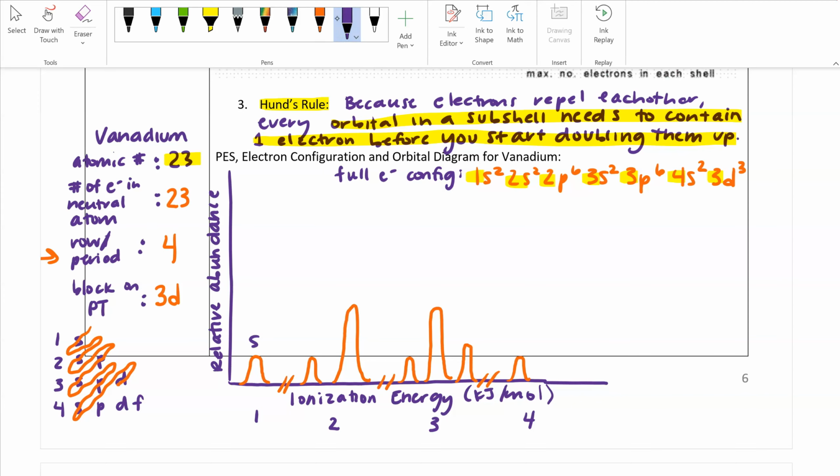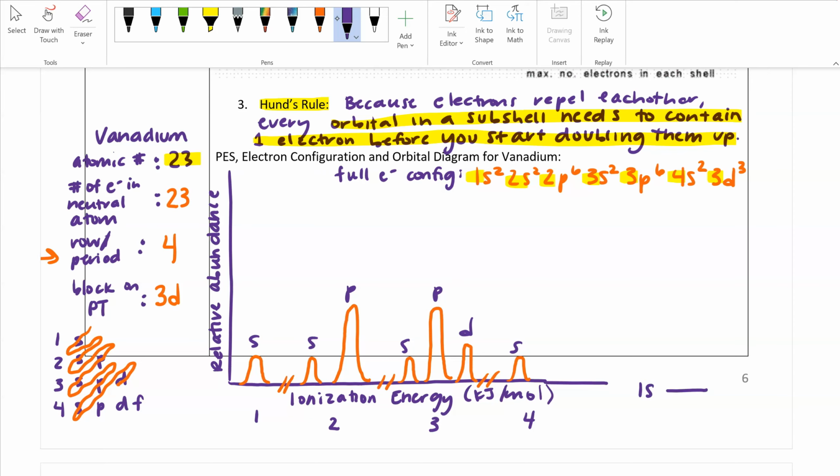So if I label this, these are all s's, these are p's, and then this is my only D block, and it's short because there's only 3 electrons in the D for my electron configuration. Okay. Then lastly, I'm going to draw my orbital diagram.